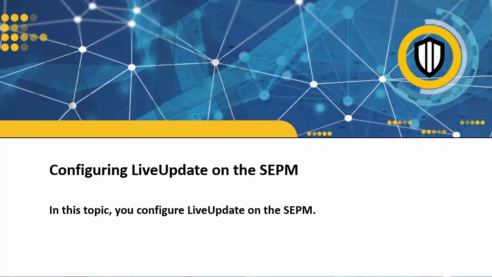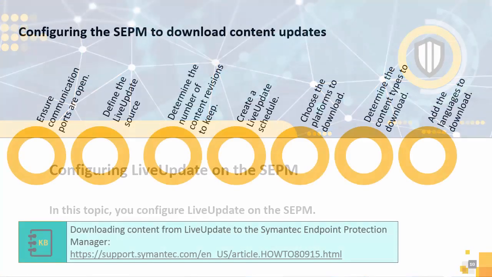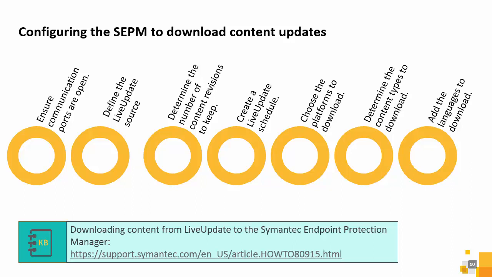This is the Configuring Live Update on the SUPM topic. By default, the Symantec Endpoint Protection Manager downloads content updates from public Symantec Live Update servers. Symantec Endpoint Protection clients then download these updates from the Symantec Endpoint Protection Manager. Content includes virus definitions, intrusion prevention signatures, and host integrity templates, among others.